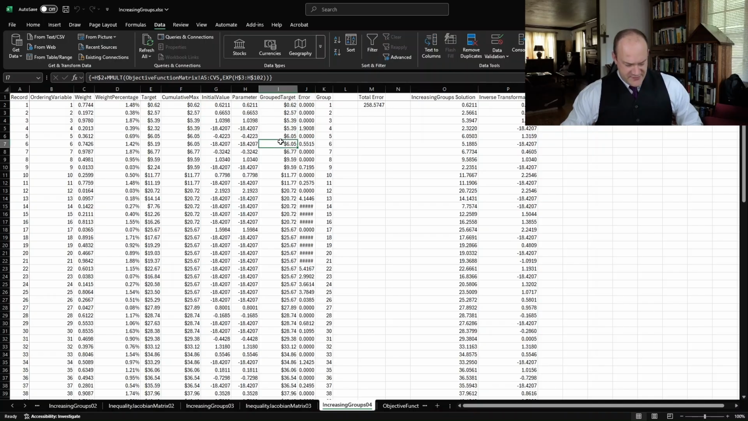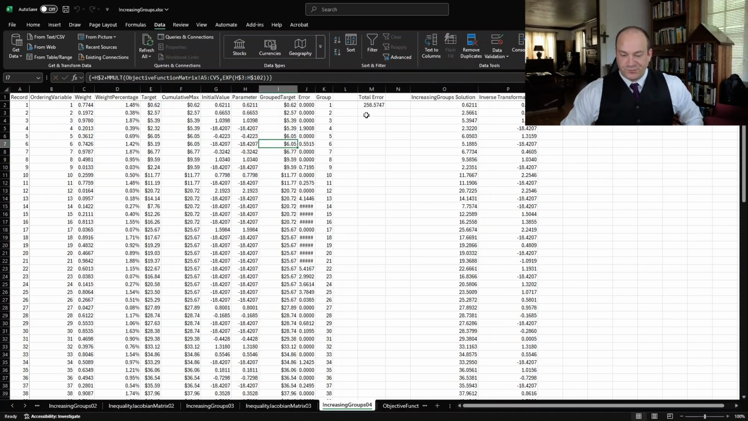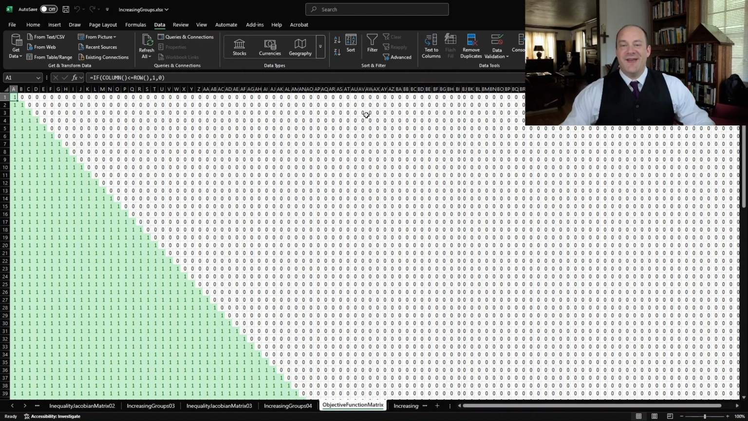How is this defined? Well, look here, what's going on in here? Again, we've got our good friend matrix multiplication. What's being multiplied? Clearly column H here is being multiplied by some matrix. What is that? The answer is right here.